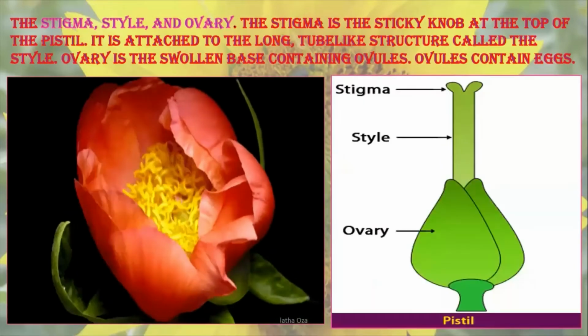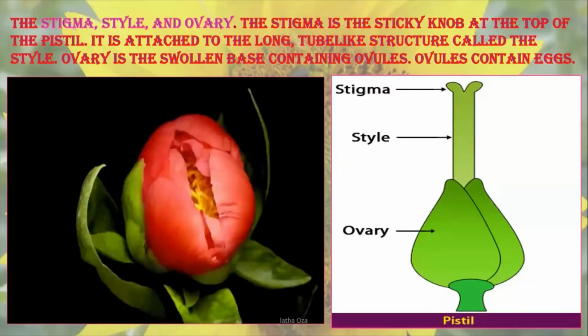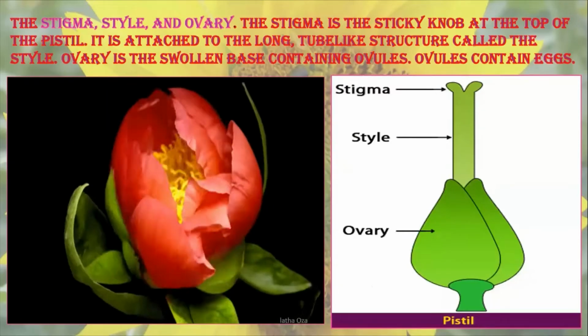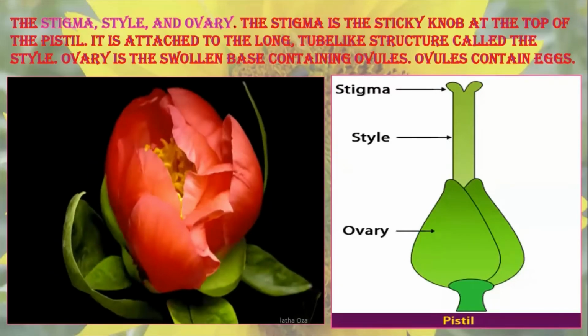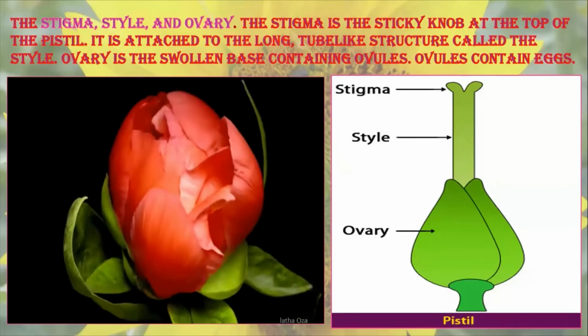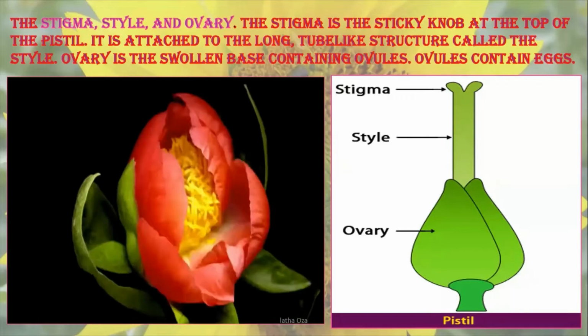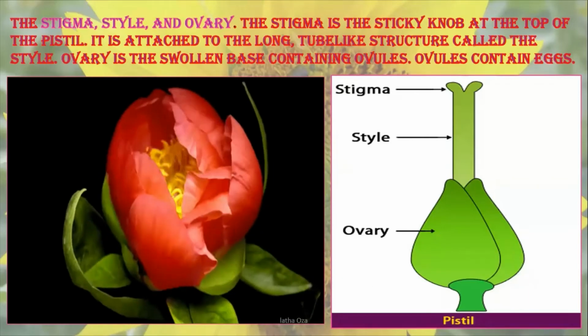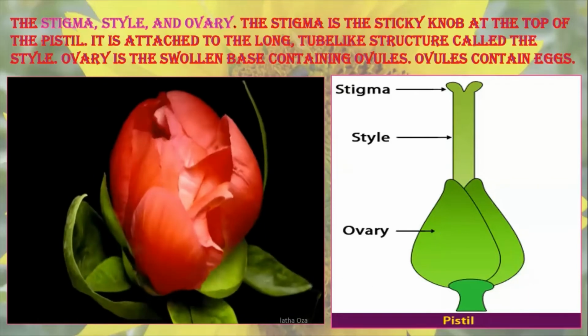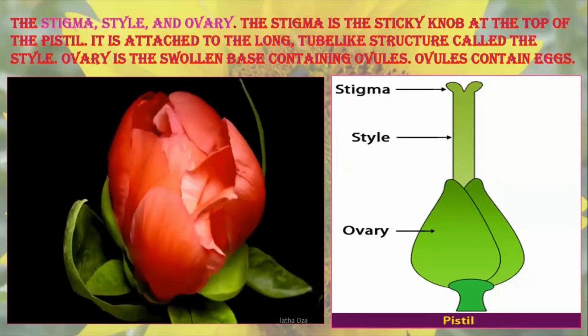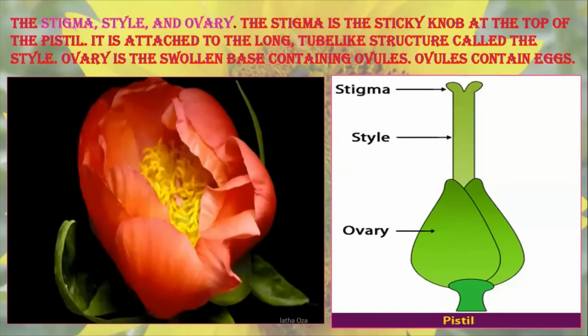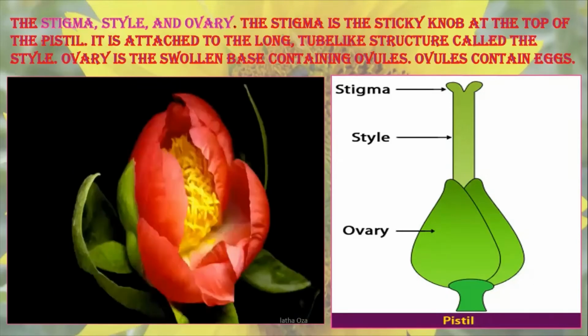Style is a thin, long tube-like structure that connects the stigma and the ovary. And ovary is the swollen base of the pistil. It contains ovules, and the ovules contain eggs or female gametes. After fertilization, the ovary forms the fruit of the plant, whereas the ovules form the seeds.